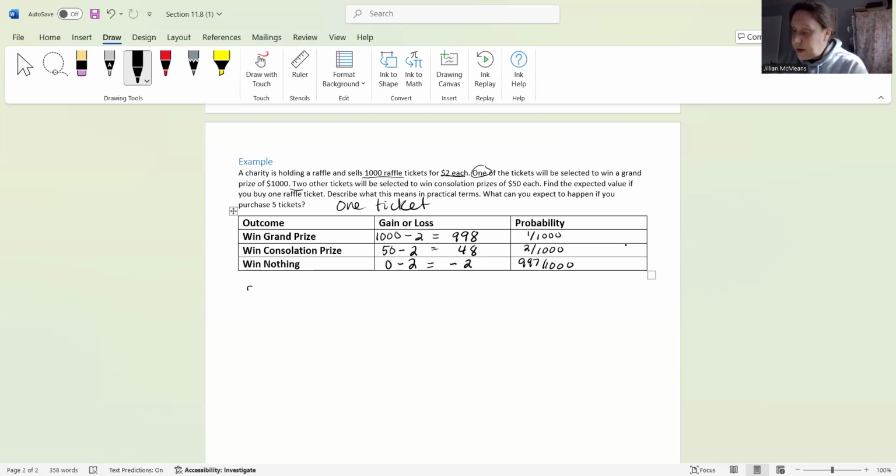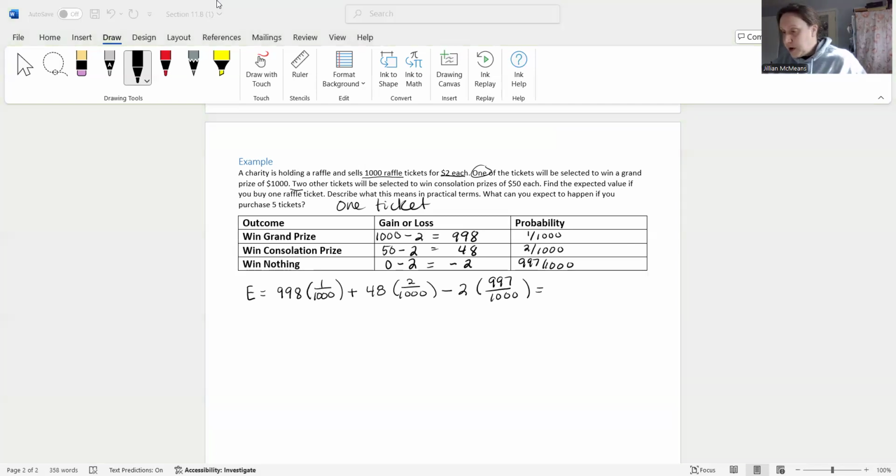So the expected value here, we would take each outcome. That's going to be your gain or your loss. So we have a gain of $998 with a corresponding probability of 1 out of 1,000. We have a gain of $48 with a probability of 2 out of 1,000. We have a loss of $2 with a corresponding probability of 997 out of 1,000. So let's go to the calculator and see what we can come up with for our expected value.